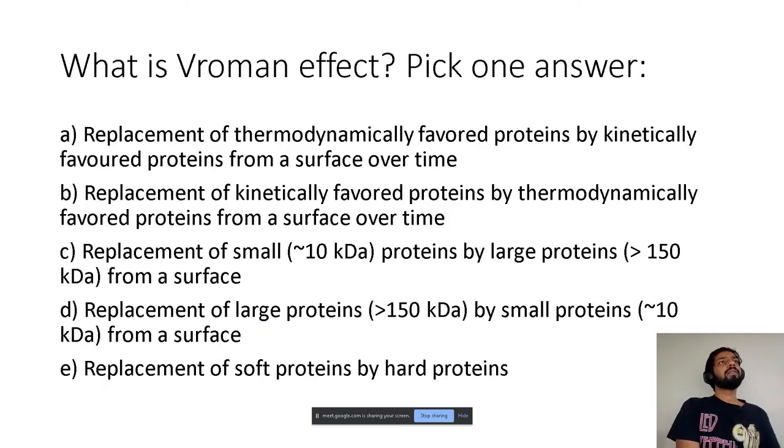Okay, so we were just discussing this. So what is the Vroman effect? Option B. So you think it's the replacement of kinetically favored proteins by thermodynamically favored proteins from a surface over time. Okay. Anyone has any other thoughts?